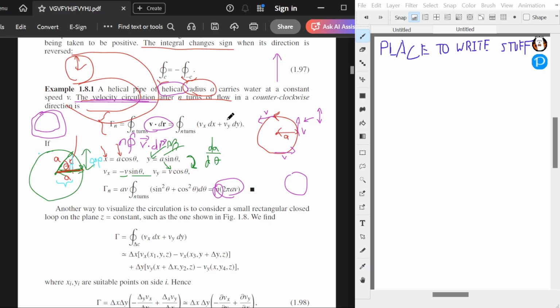Vy equals V cos theta. Alright. So cos theta starts at 1. Sine theta starts at 0. I think this is how it goes. I feel like it peaks at the middle here, and then something like this.